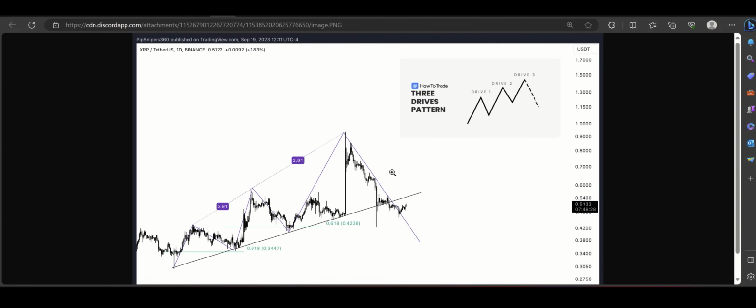Okay, so we also see a 3 drives pattern. Okay, this is a bearish pattern and it perfectly played out. There's a reason why I was able to predict the 93-cent top over 7 months in advance, is because I saw this pattern playing out.